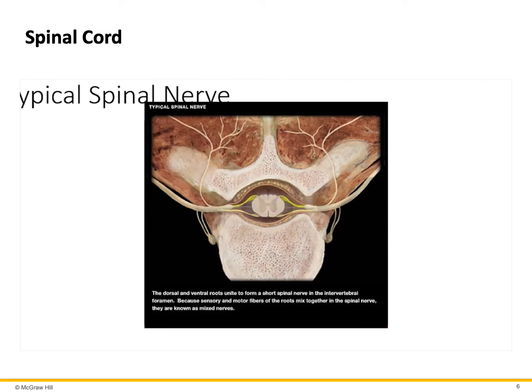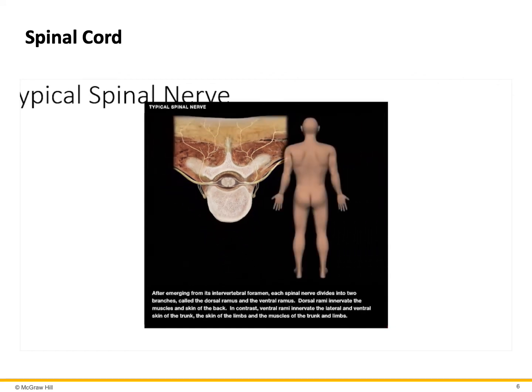The dorsal and ventral roots unite to form a short spinal nerve in the intervertebral foramen. Because sensory and motor fibers of the roots mix together in the spinal nerve, they are known as mixed nerves. After emerging from its intervertebral foramen, each spinal nerve divides into 2 branches, called the dorsal ramus and the ventral ramus. Dorsal rami innervate the muscles and skin of the back. In contrast, ventral rami innervate the lateral and ventral skin of the trunk, the skin of the limbs, and the muscles of the trunk and limbs.